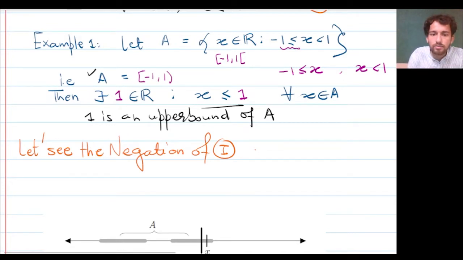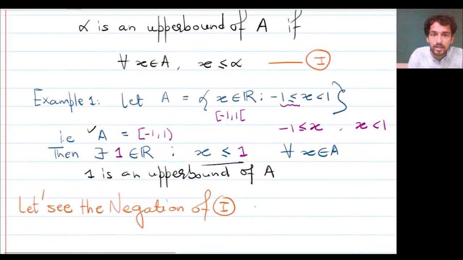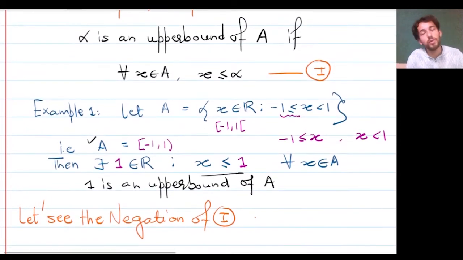Okay, now let's see the negation of 1. Negation means just the opposite of what we have just written in 1. In 1, I have written that alpha is an upper bound of A if it satisfies all this property. Now I'm looking for the opposite, that is, when alpha is not an upper bound of A. So what will happen if alpha is not an upper bound of A?